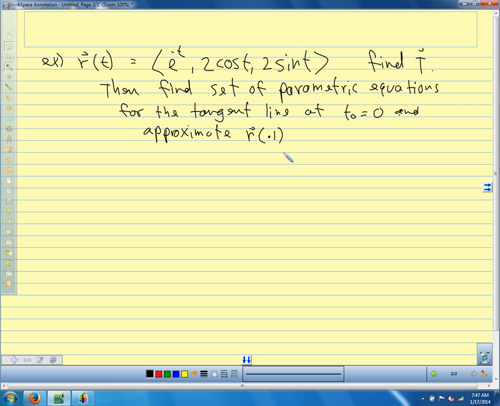One of the groups did a problem like that. I think it was your group did a problem like that yesterday. But we didn't start out by finding T, but I want to make a connection to the problem we did yesterday.